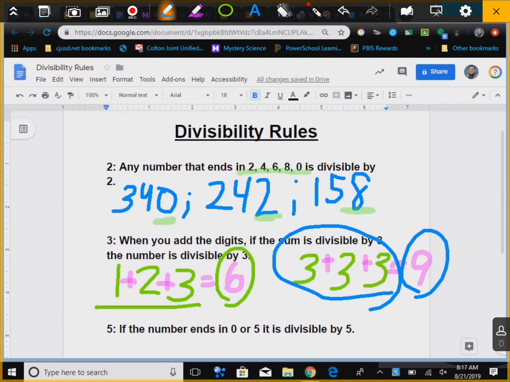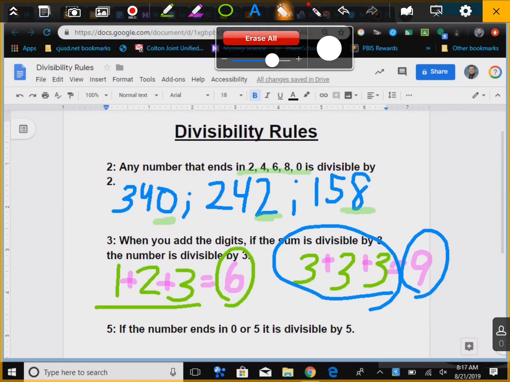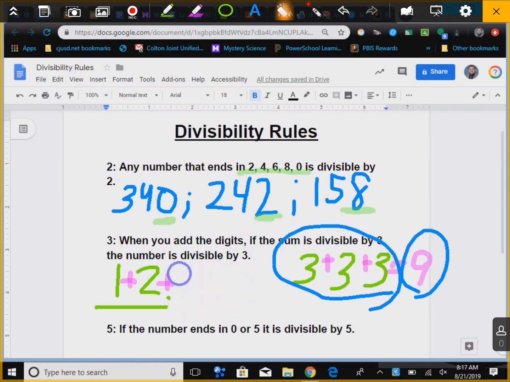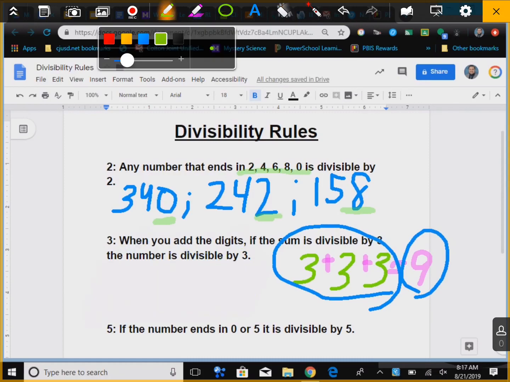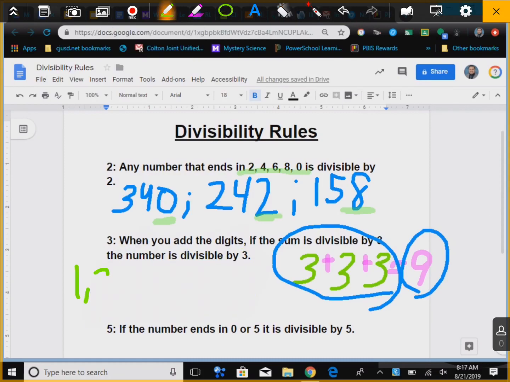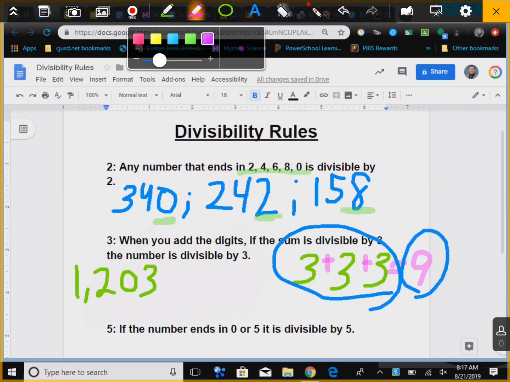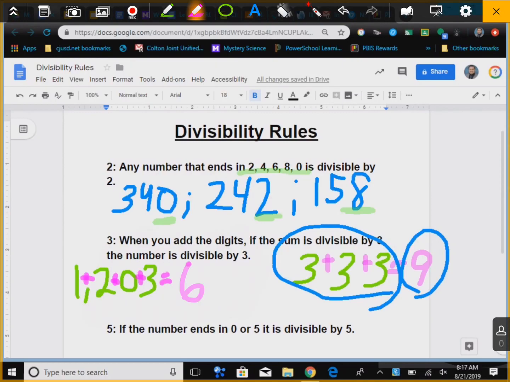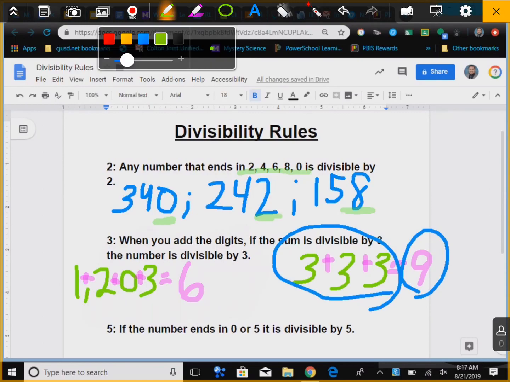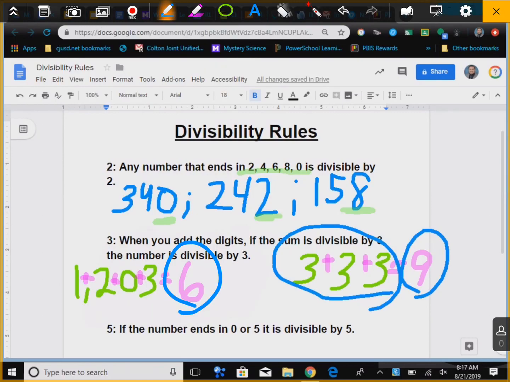Let me give you one more example. Let's give you a bigger number. Let me erase this example. Let's say we have 1,203. Well, we just add the digits: 1 plus 2 plus 0 plus 3 equals 6. So, is this number divisible by 3? Absolutely it is. This is divisible by 3.